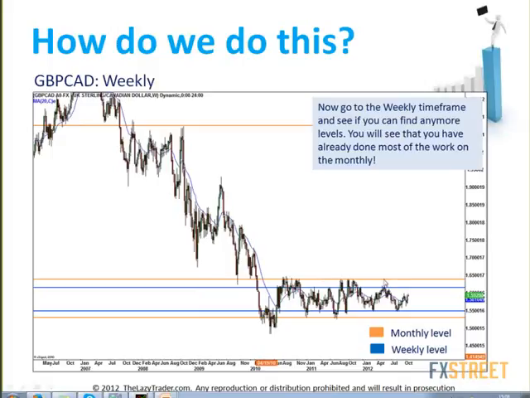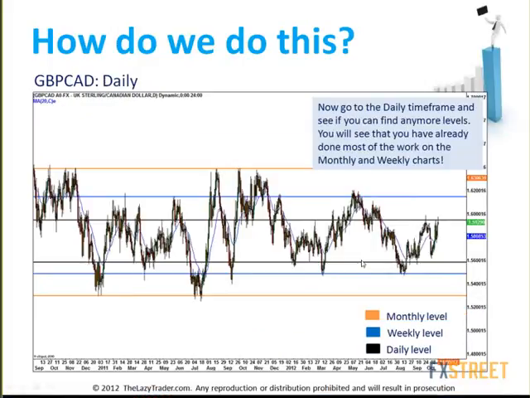So the monthly level, just for example's sake here, I've colored orange, the weekly level blue, and as you'll come to see when we get down to the daily, I've colored it in black. So you've got a real measure of perspective there. Orange is the stronger level, being the monthly, the weekly is the second strongest, being the blue, and the daily being relatively strong, not as strong as the weekly or the monthly, being black.